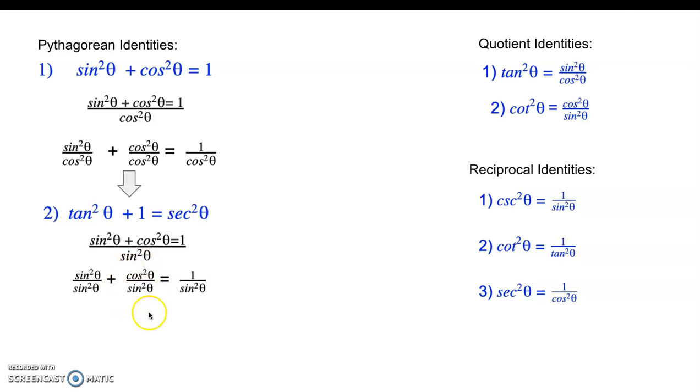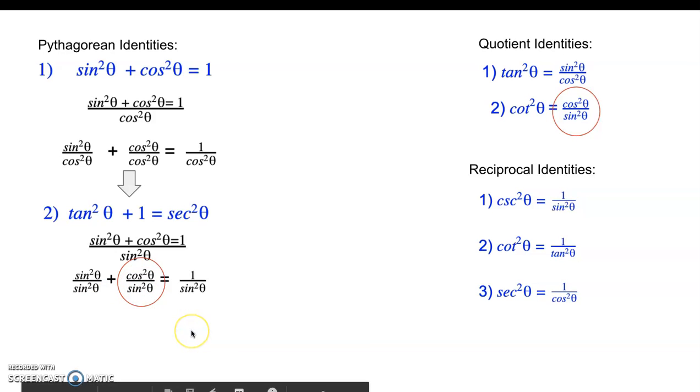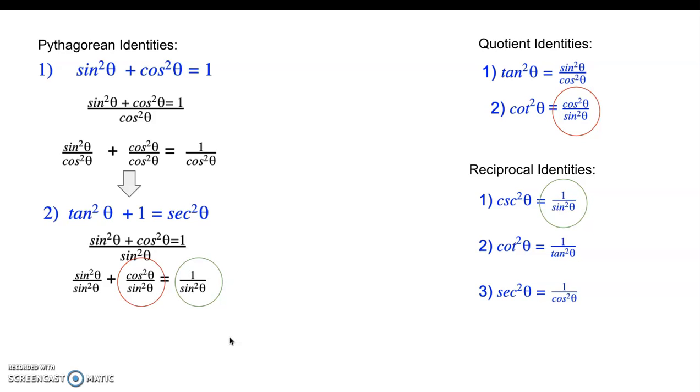Now let's look at cos squared theta divided by sine squared theta. For that, we can look under our quotient identities, and we see that that expression is equivalent to cotangent squared theta. So we can substitute cotangent squared theta into this expression. Now let's look at 1 divided by sine squared theta. To simplify that, we can look under our reciprocal identities, and we see that 1 divided by sine squared theta is equal to cosecant squared theta. And so we get our third Pythagorean identity: 1 plus cotangent squared theta equals cosecant squared theta.